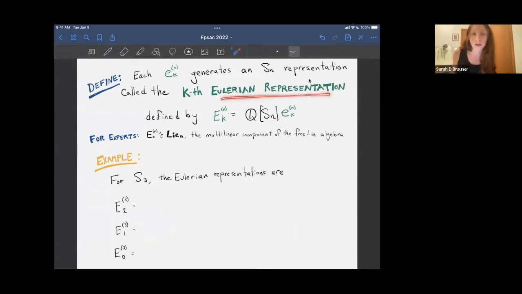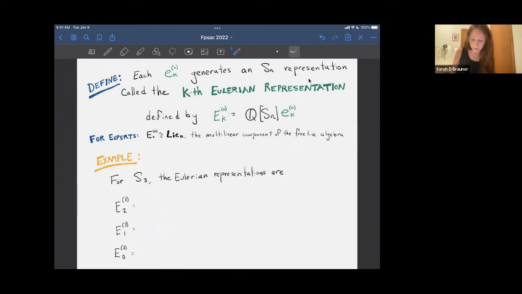I'm going to call them the Eulerian representations. And the way that I get them is by thinking about this idempotent, the ideal that this idempotent generates in the group algebra. So a nice special case of this is when k is 0. This is exactly describing Lie n, the multilinear component of the free Lie algebra. It's a very famous representation.